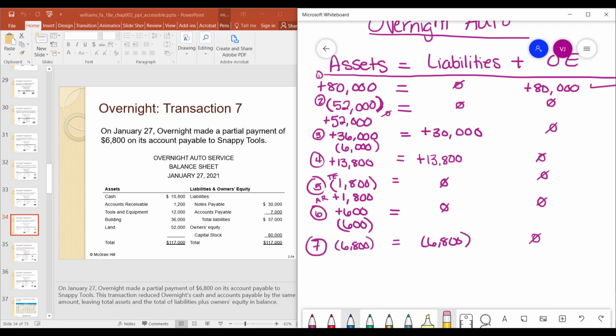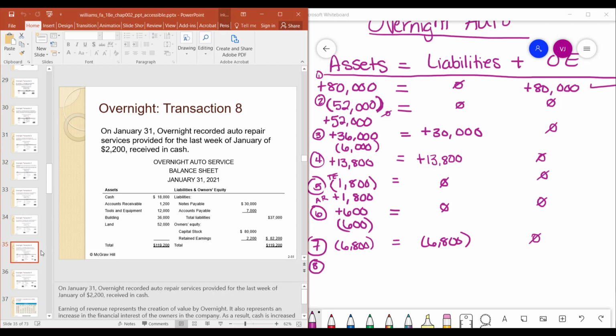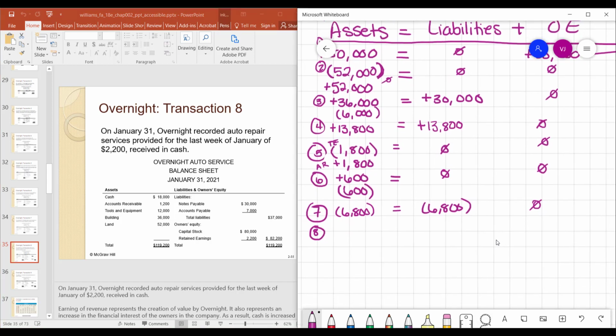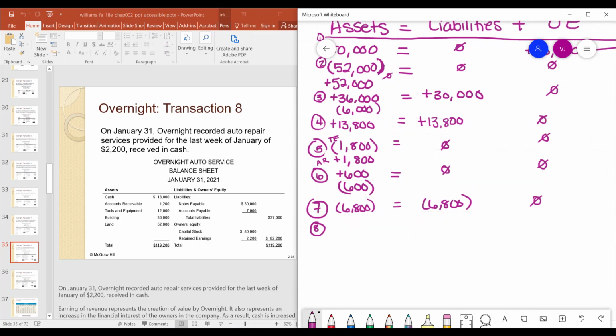Okay. And transaction 8. January 31st, Overnight recorded auto repair services provided for the last week of January of $2,200 received in cash. So I'm going to have to scroll up a little bit for this one, as long as we know where everything is. So the auto repair shop provided services in exchange for cash.